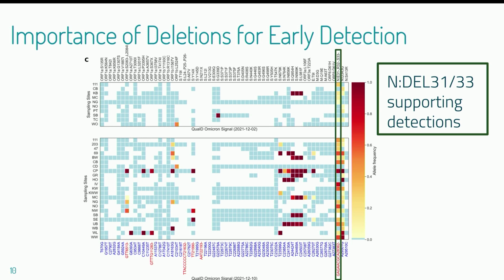So if we didn't have this column and a couple of other deletion columns, we actually would have missed most of the early detection and we would have not had that early warning capacity. So this just highlights the importance of utilizing all mutational information, not just the SNPs, for this kind of application.